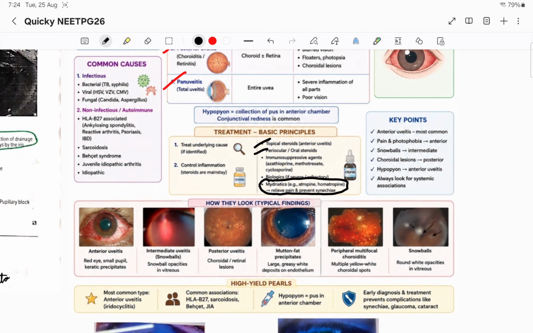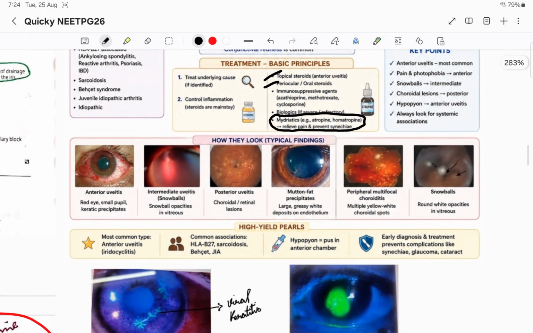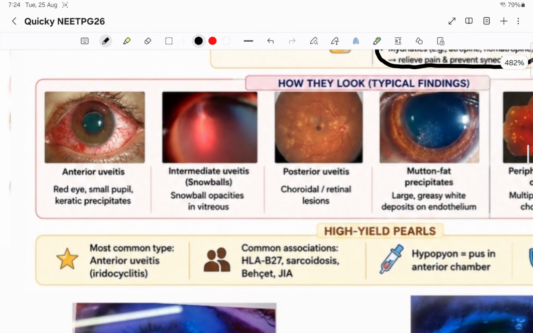Okay, then there is something called sympathetic panuveitis, where the other eye also will be affected. So the normal eye also might be affected. Please remember that. So this is what I was telling about hypopyon in anterior uveitis. Here the hypopyon will be there. Then snowball appearance in intermediate uveitis.